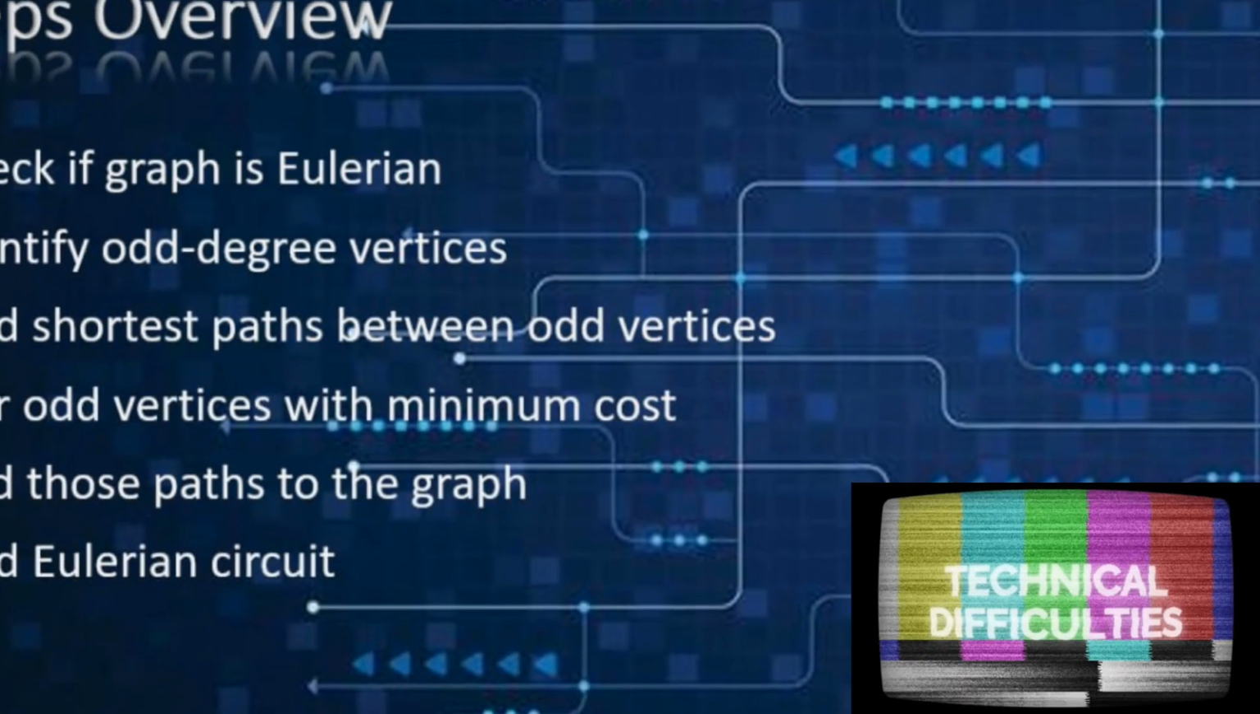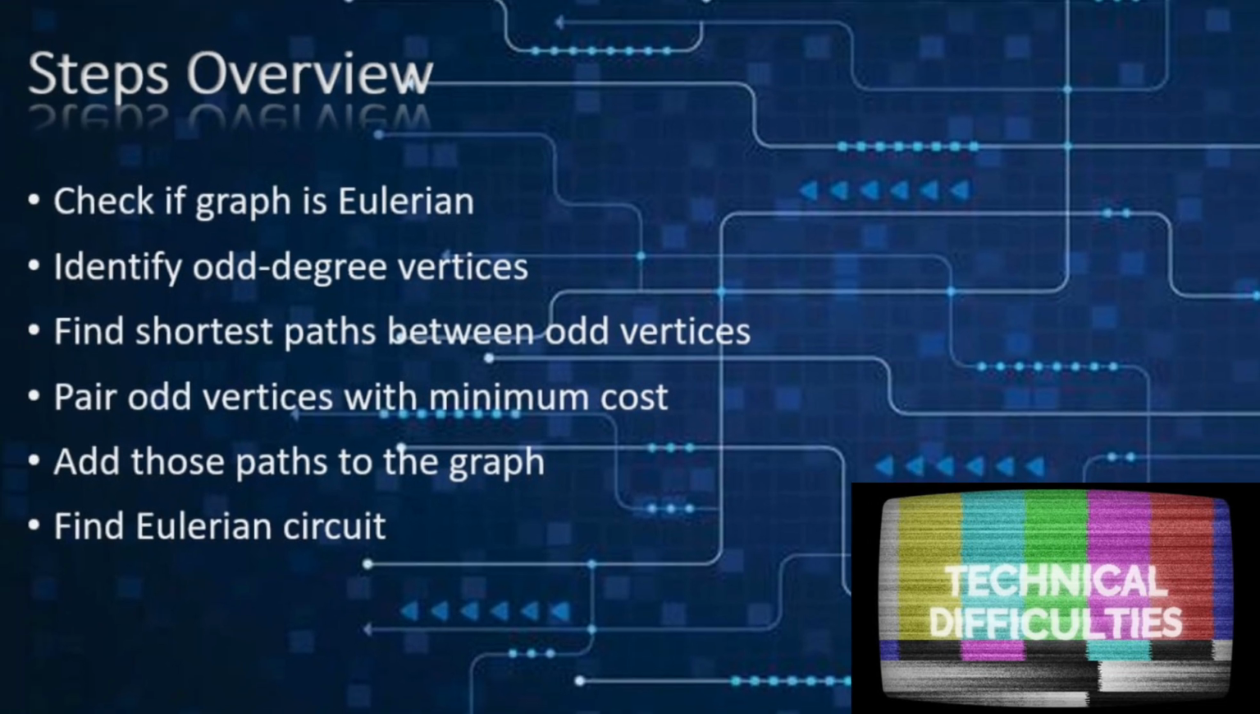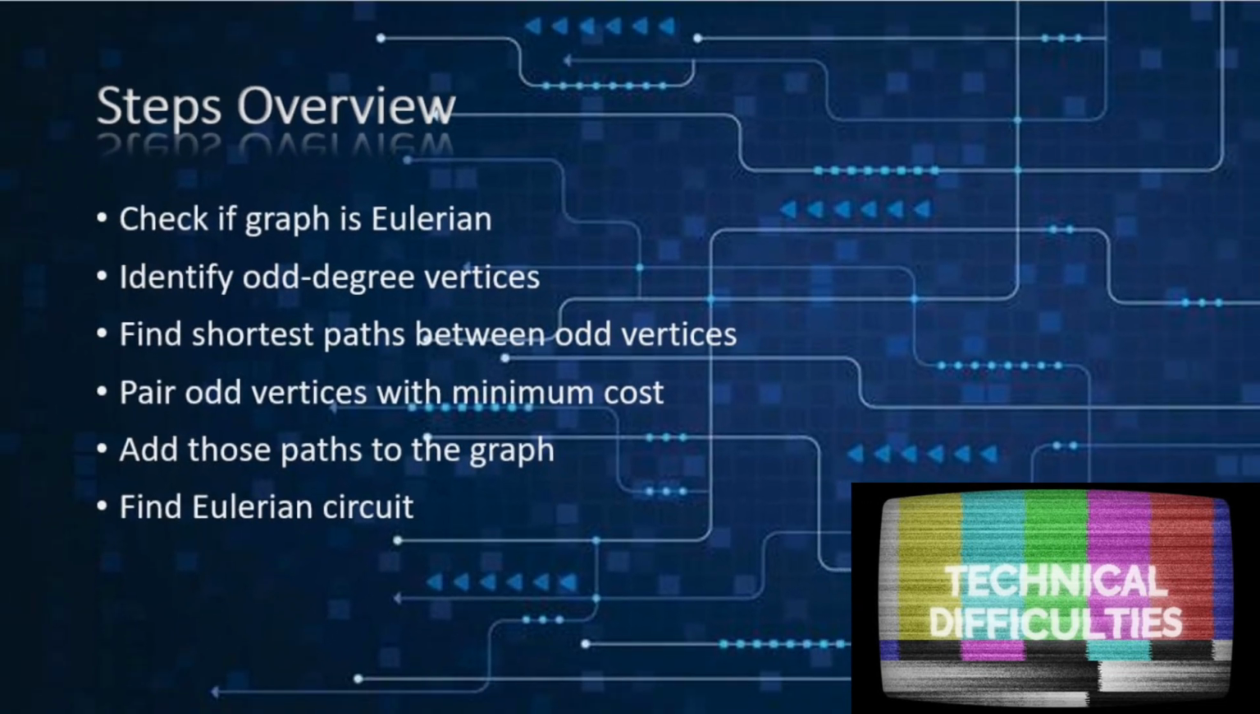Now let's go through the step-by-step process of the Chinese Postman algorithm. Step 1. Check whether the graph is Eulerian. If all vertices have even degree, stop. The Eulerian circuit is the answer. Step 2. If the graph is not Eulerian, list all the odd degree vertices. Step 3. Find the shortest path between every pair of odd degree vertices.